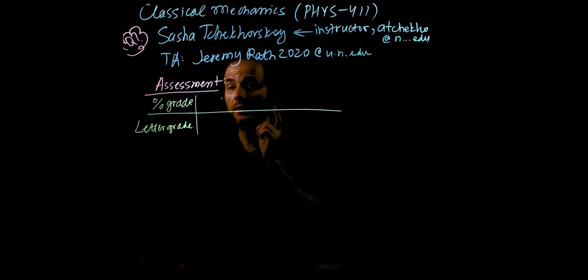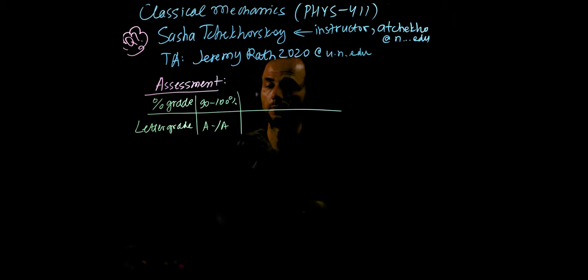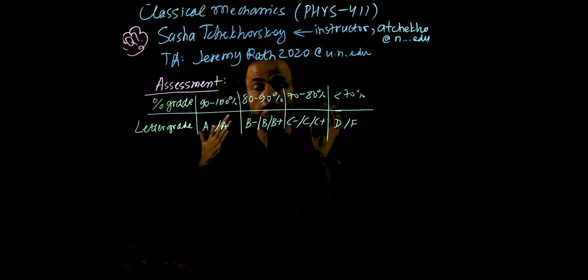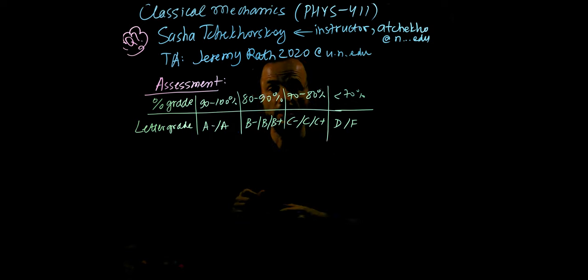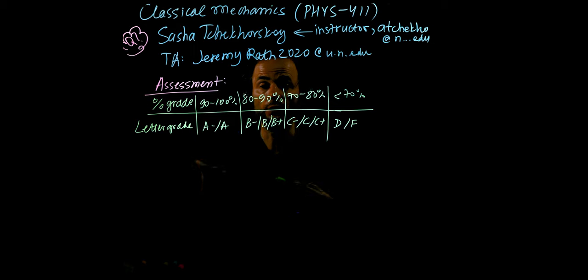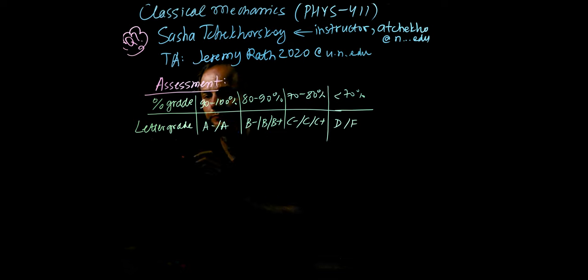So the percent grade gets mapped in the following way. 90-100% maps into A minus, A. 80-90% gets mapped into B minus, B, B plus. And if you get less than 70, which I hope won't happen, then you're going to get a D or an F. If you feel like you're not performing to your goals, please reach out to me earlier rather than later. So what do the final grades consist of?